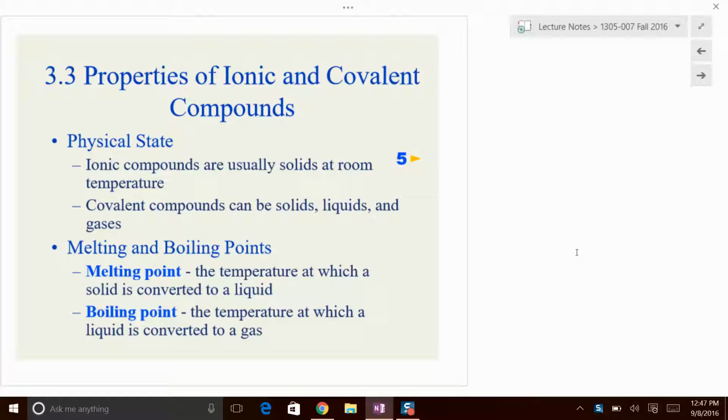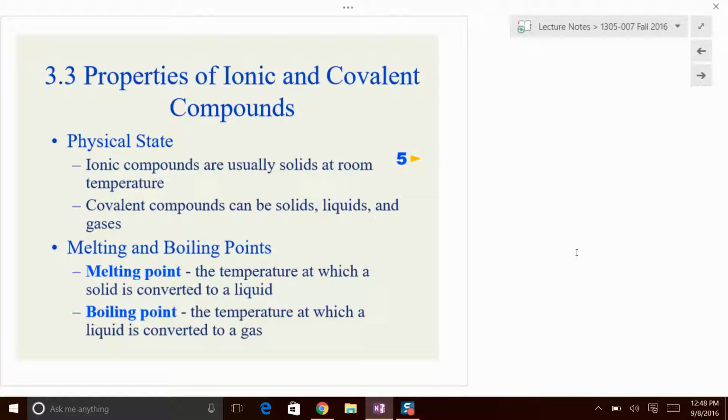So we're going to look at a few of their properties that are associated with things that are ionic or things that are covalent. Okay, so the physical state, ionic compounds are solids at room temperature. Covalent compounds can be solids, liquids, and gases. You can have all kinds, and that is because there's a wide variety of properties within the covalent compound group, okay, due to polarity. And we'll talk about that in a little while.